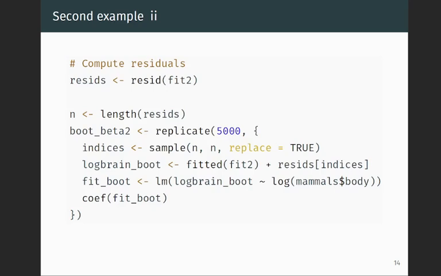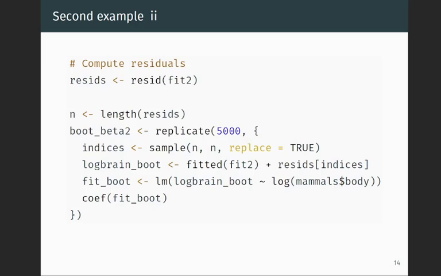So the code block we're going to replicate starts by sampling indices, just as before. And now on the next line, this is where we're creating the new outcome variables. So log brain boot is fitted fit2, which is the vector of fitted values, plus the bootstrap residuals. So we're using resids, bracket, indices, bracket. So those are the resampled residuals.